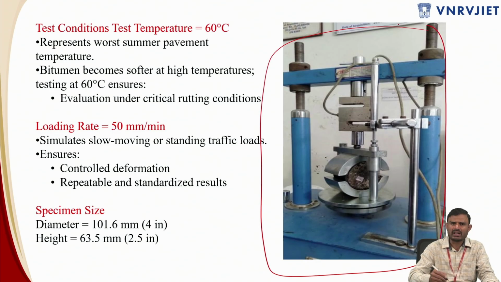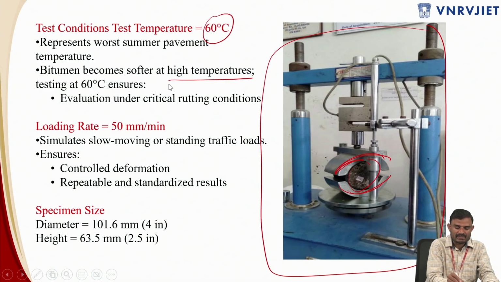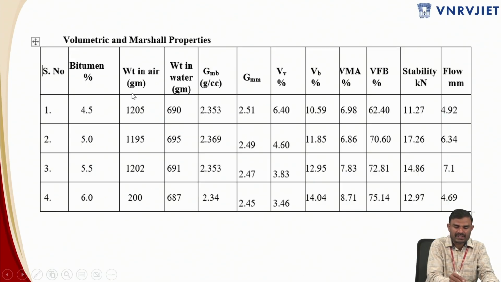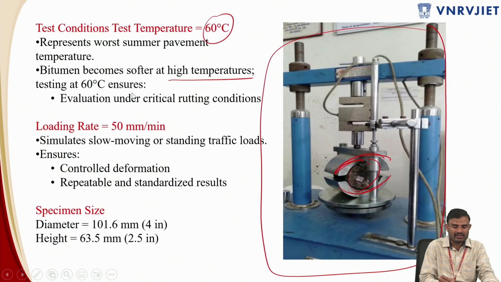So this is the Marshall test setup. Here this is the jig we have: the semicircular jig on the top side and the semicircular jig on the bottom side, and you insert your specimen in the middle. The test temperature is 60 degrees centigrade. You have to keep the sample for 2 hours at 60 degrees centigrade. That is the conditioning, which represents the higher temperature conditions. Bitumen becomes softer at 60 degrees centigrade, so that is why we are targeting the high temperature criteria.